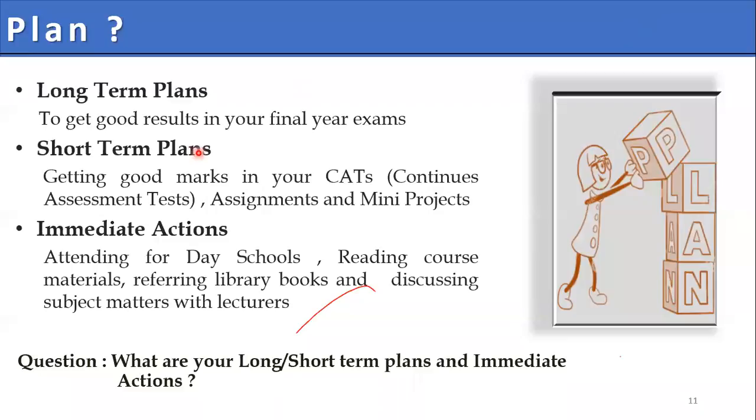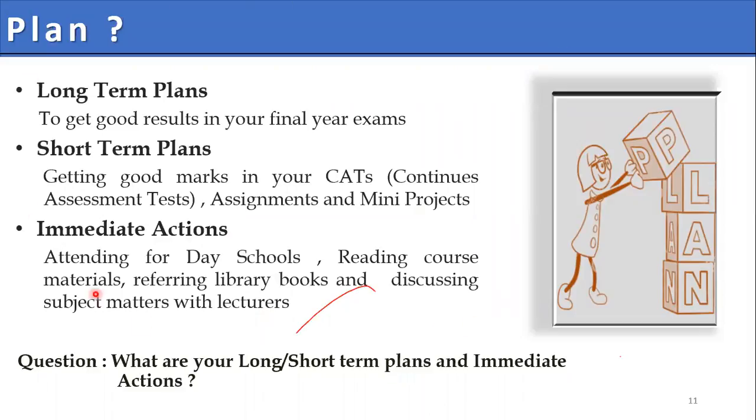Short-term plans. So you all know that to get a higher grade, you need to get a higher eligibility mark. So you need to get good marks in your continuous assessment tests, assignments, mini projects, likewise. Then online quizzes. Those marks are your short-term plan. Then immediate actions. In order to do that, you need to attend the 4-day schools, read course materials, refer to library books, discuss subject matters, go through the LMS and actively participate in those activities. Then you have to decide what are your long-term and short-term plans and immediate actions.